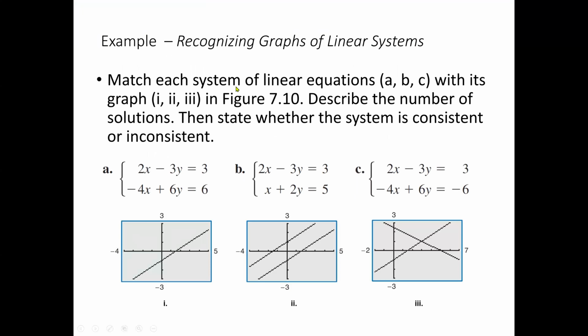So this example is given to us to recognize the graph of a linear equation. Let's say we have a first equation here, A, which is 2x minus 3y equals 3, minus 4x plus 6y equals 6. We have B and C. We want to know which of these three systems represent those three possible solutions. So here they say we should match each system of linear equations A, B, C with its graph 1, 2, and 3.